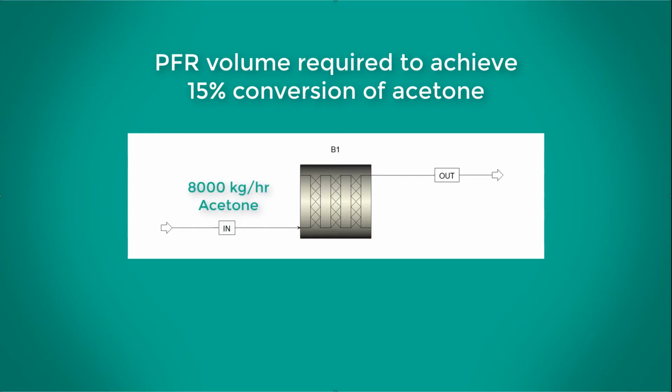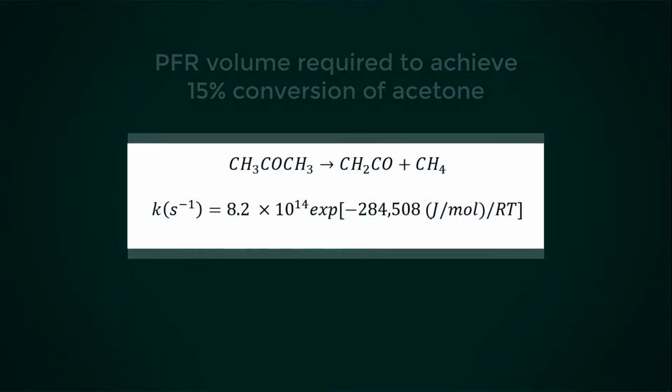8,000 kilograms per hour of acetone is fed into a PFR for the vapor phase cracking of acetone to ketene and methane. The inlet temperature is 1000 Kelvin, the pressure is 1.5 atmospheres, and the reactor runs adiabatically. The following reaction happens first order with respect to acetone, with the rate constant as a function of temperature.